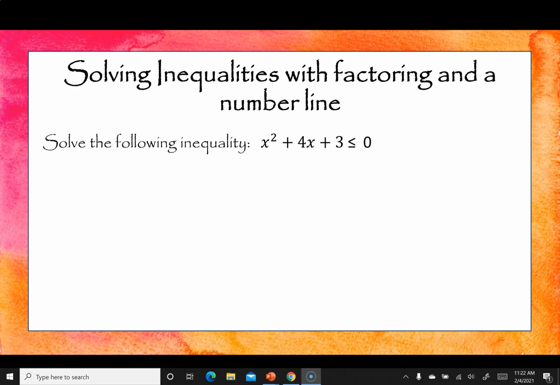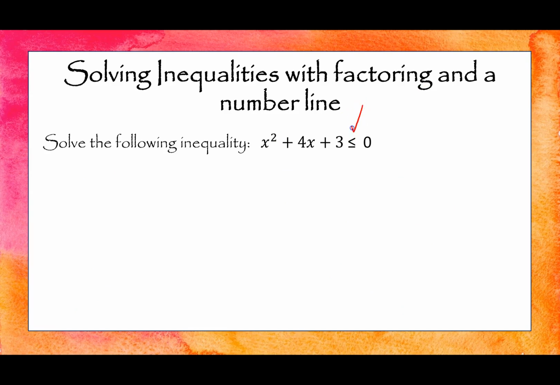All right, now on this problem here, notice how it's less than or equal to 0. That's not my preference, but we're given this problem, we have to deal with it. So first is to factor it. We're trying to add to 4 and multiply to 3. So that's going to be an x plus 3 times an x plus 1.